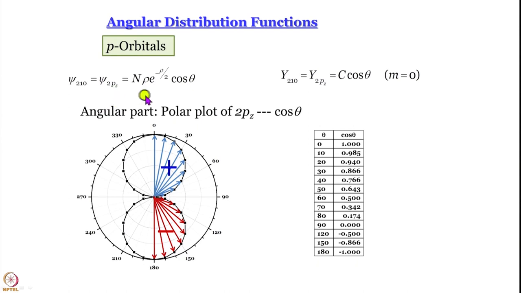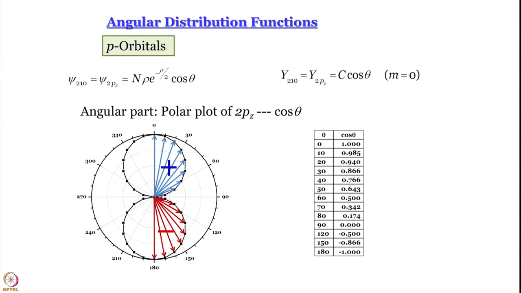So again it is a spoiler, but you get something like this. If you forget the radial part, you are left with the angular part, cos theta. What about phi? Where is the phi part? It is e to the power i m phi, and m is equal to 0. Remember, 2 1 0 means m equals 0. So that phi part essentially becomes 1. We will discuss later what happens when m is non-zero.